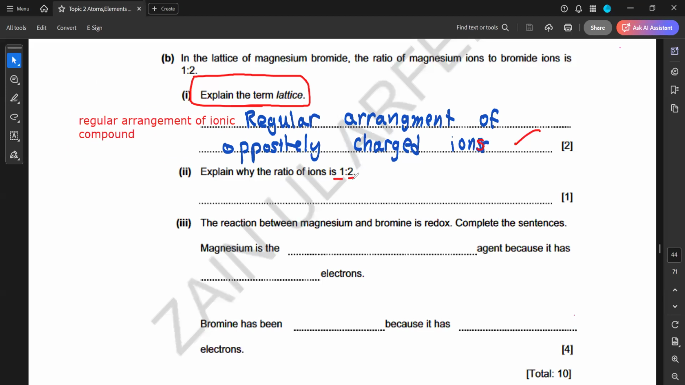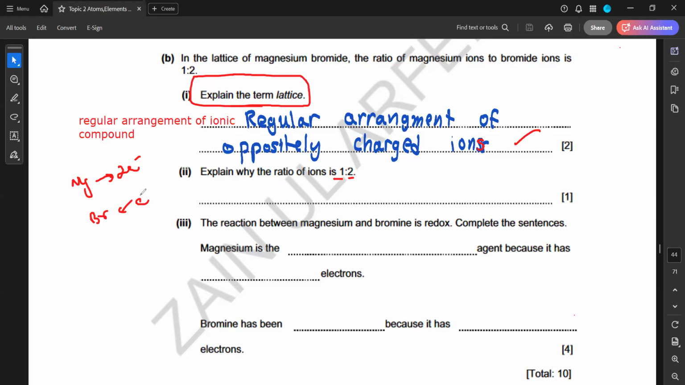Explain why the ratio is 1:2. What is the reason why the ratio is 1:2? Because each magnesium loses how many electrons? 2 electrons. And each bromine gains only 1 electron. So the answer is: magnesium loses 2 electrons and bromine gains only 1 electron. That's why for each magnesium there should be 2 bromide, so the ratio is 1:2.